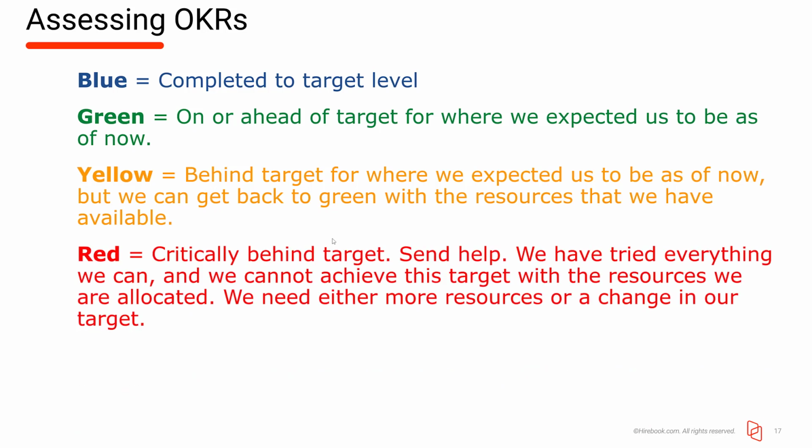And red means you need some help. You've tried everything you possibly can to achieve this target and you can't solve it. You can't solve it with the resources that you've got. So we need either more resources, more money, more people, or we need to change the target. For both those things, you can't do it yourself. You can't give yourself more money or change the target. So we're raising a red flag to say at the team level, we need to highlight this so we can work together to solve it.